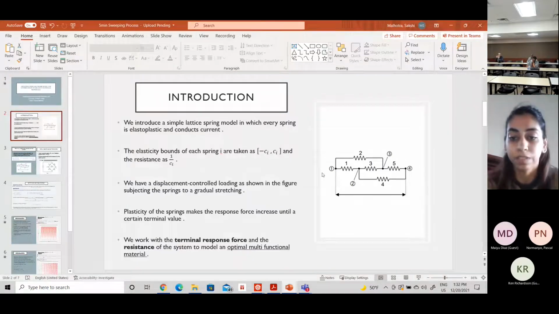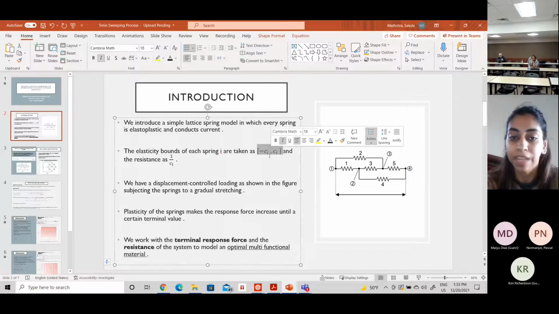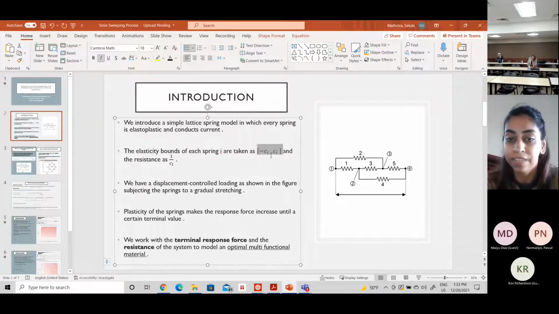So we have this system of springs given in the figure here, and for our system, we consider that each spring conducts electricity and each spring is elastoplastic. Since each spring is elastoplastic, there are some achievable stresses for each spring i, and we define those elastoplastic stresses in terms of this. So for every spring i, the elasticity bounds are taken to be negative Ci and positive Ci.